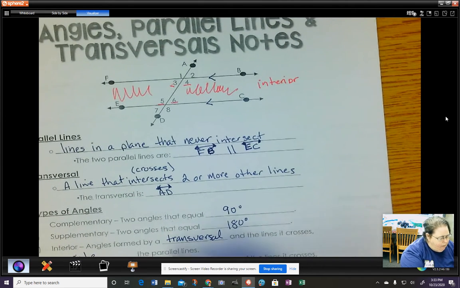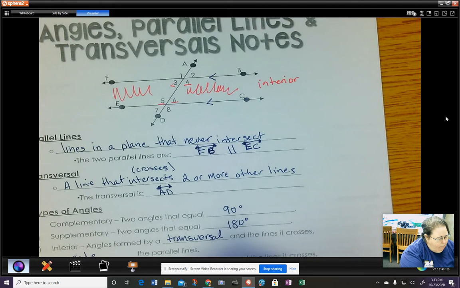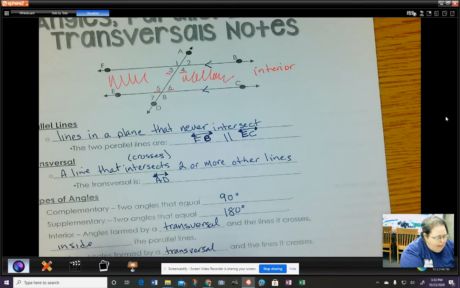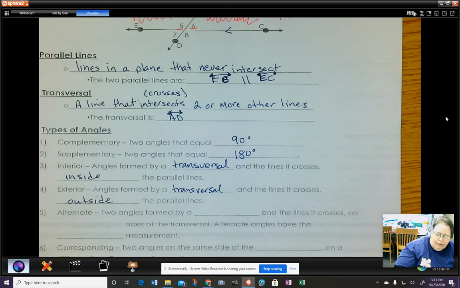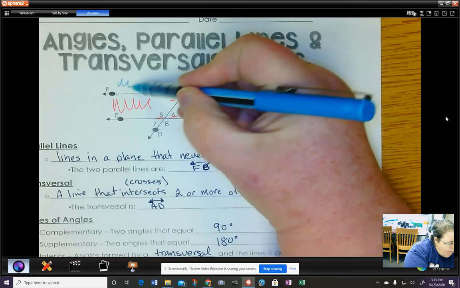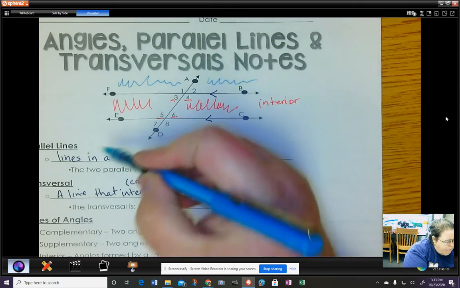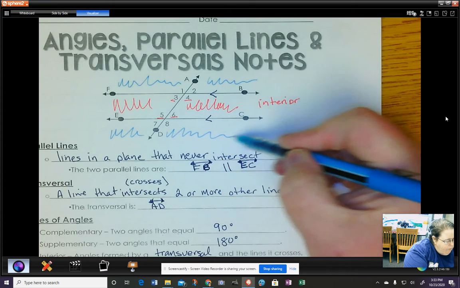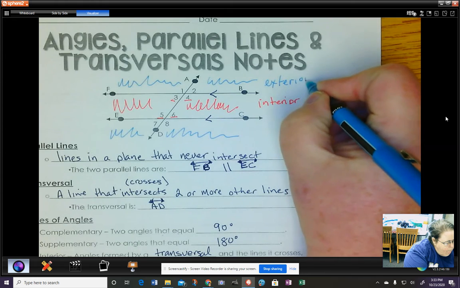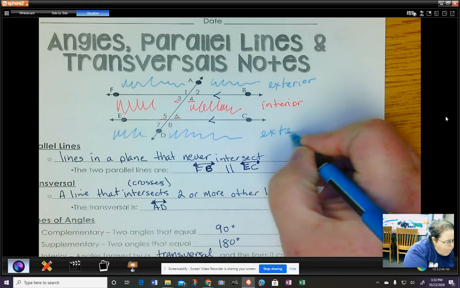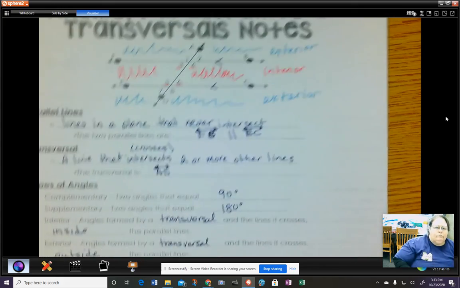Exterior angles are formed by a transversal and the line it crosses outside the parallel lines. I'm going to use my teal. So I'm going to color outside. This is my exterior. Exterior. I have two portions. All right.